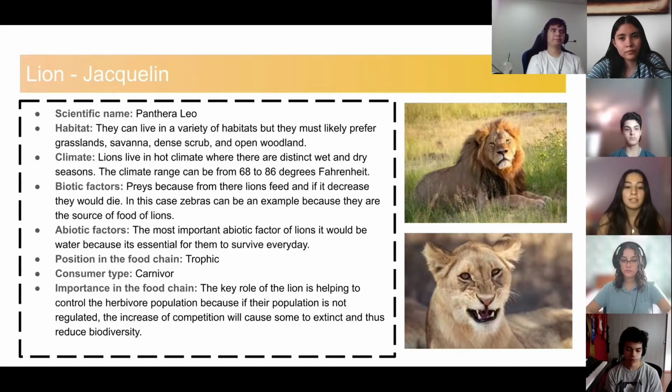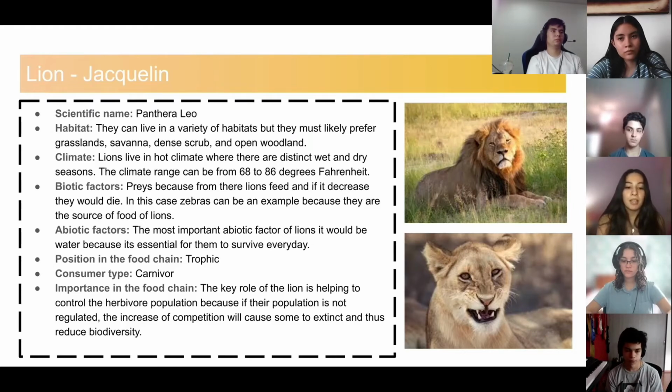The biotic factors are the prey, because the lion feeds on them, and if the prey decreases, the lions will die. In this case, zebras could be an example because they are the main source of food for lions. The most important abiotic factor for lions will be water, because it's essential for them to survive every day.